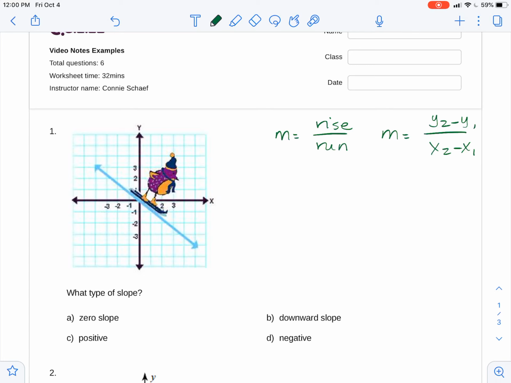So if you're given the graph and it simply asks you what kind of slope you have, again, think about the car. In this case, we've got a penguin. It looks like it's sliding down the hill. Well, it's going down, therefore we would have a negative slope, right? Downward also means that, but it is a negative slope that we are looking at. So again, when we define slope, it is positive, negative, zero, or undefined.